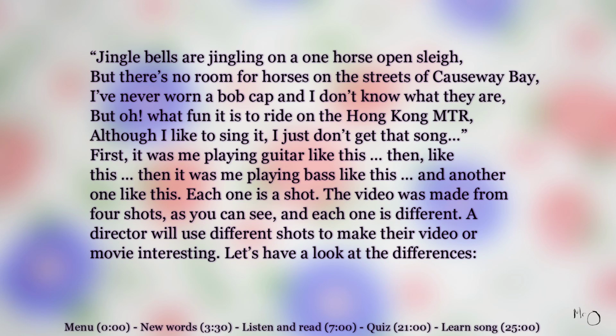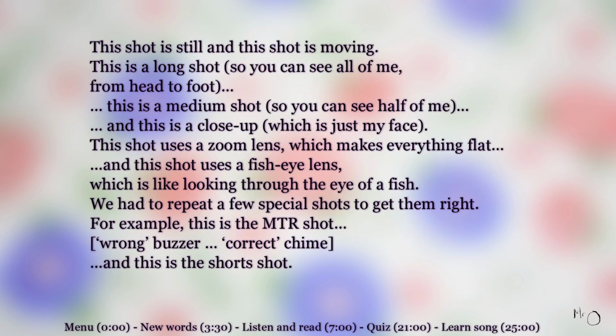Let's have a look at the differences. This shot is still, and this shot is moving. This is a long shot, so you can see all of me from head to foot. This is a medium shot, so you can see half of me. And this is a close-up, which is just my face. This shot uses a zoom lens, which makes everything flat. And this shot uses a fisheye lens, which is like looking through the eye of a fish.